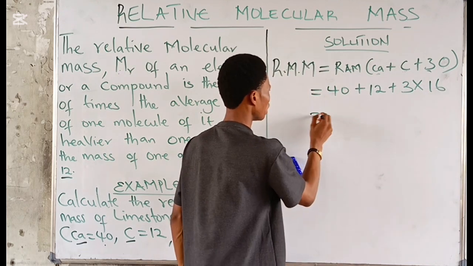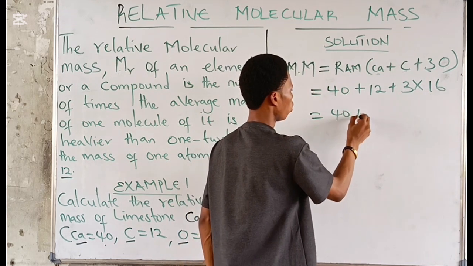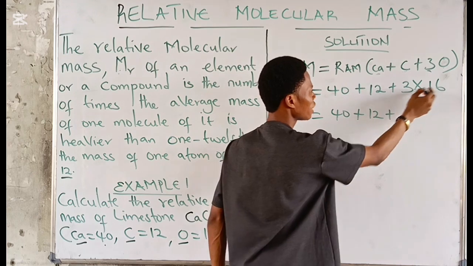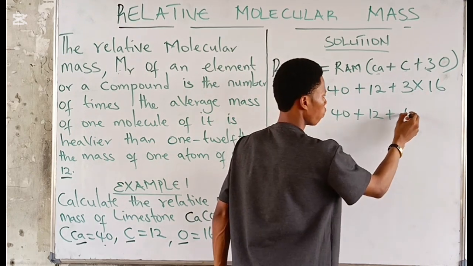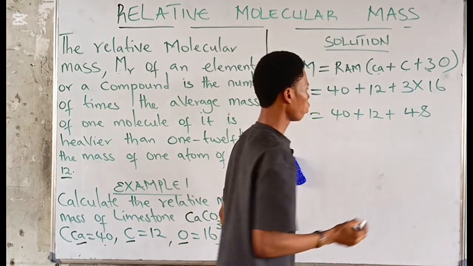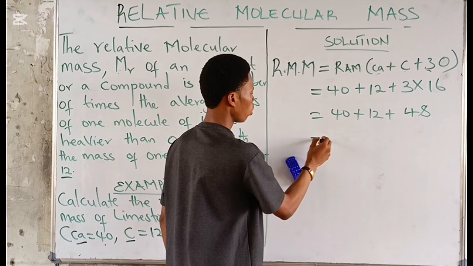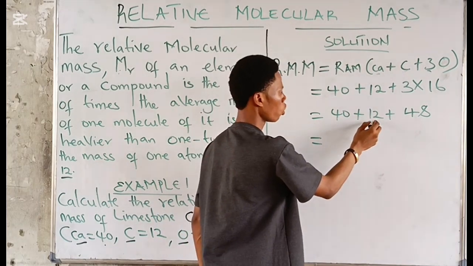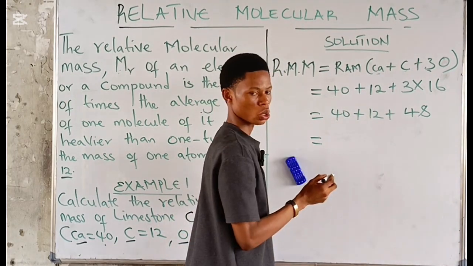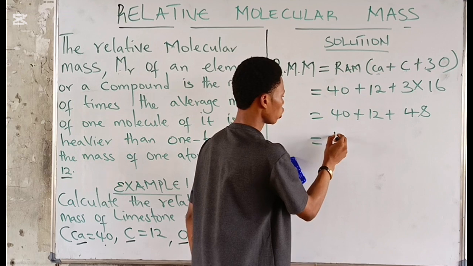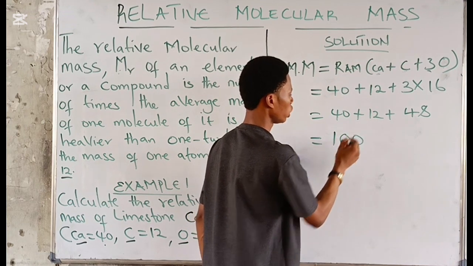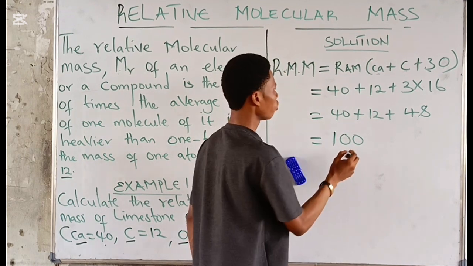So this then means that we'll be having 40 plus 12 plus 3 times 16, which will give us what? 48, right? Press your calculator, 48. Now 40 plus 12 plus 48 will give us what? If you press your calculator, you have 100, right? So we'll be having 100.